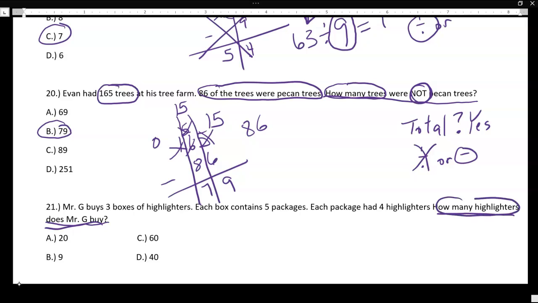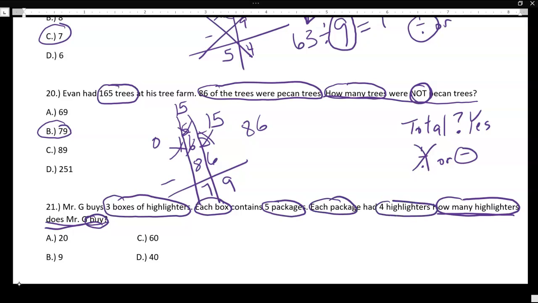How many highlighters does Mr. G buy? He bought 3 boxes of highlighters. So we do have a total. Circle important information in the problem. Mr. G buys 3 boxes of highlighters. Each box contains 5 packages. Each package had 4 highlighters. A lot of information, yes?